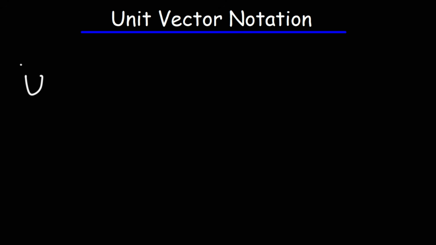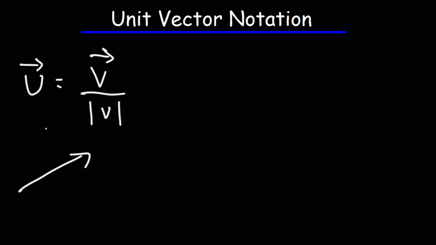So here's the typical formula of a unit vector. The unit vector is equal to the vector itself divided by the magnitude of that vector. Now let's say we have some vector v. That vector has an x component, vx, and a y component, vy. Whenever you see this arrow on top of a variable, it tells you it's a vector.